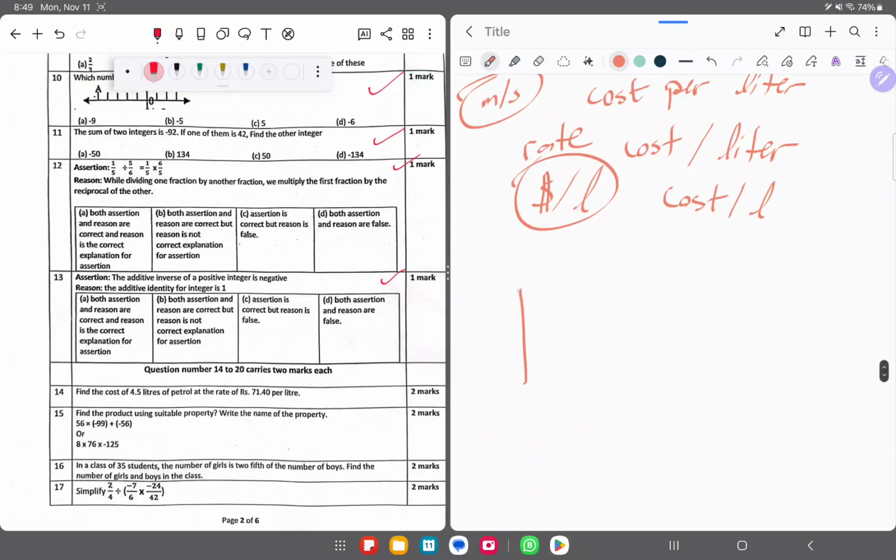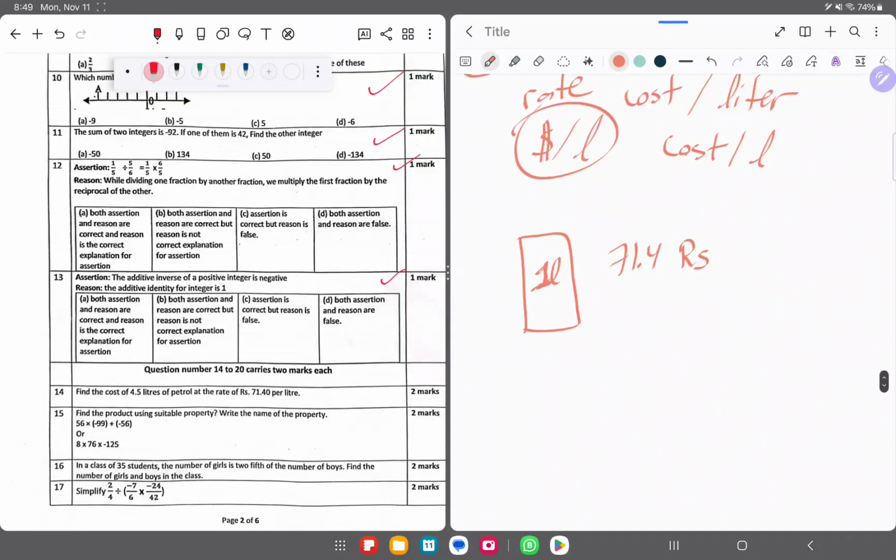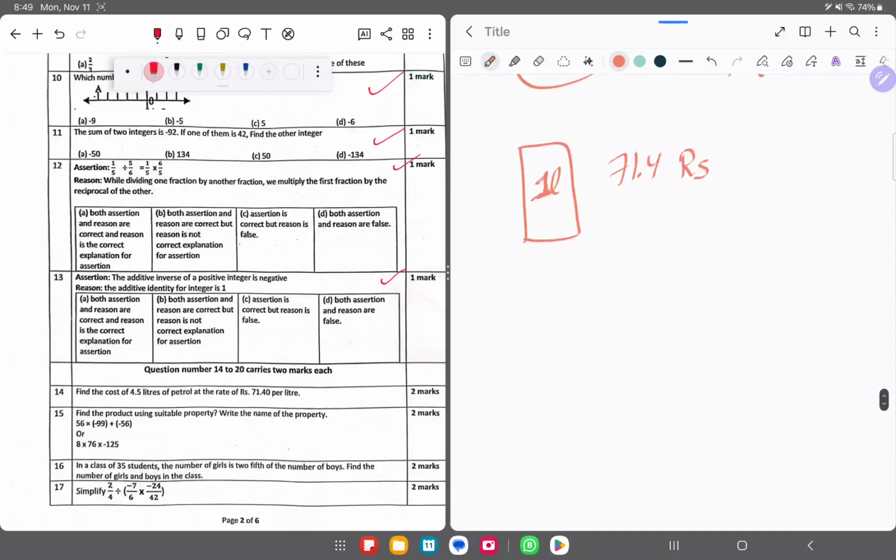So if I've got 1 liter costing 71.4 Indian rupees, now how much would 4.5 liters of this petrol cost? So can't I just copy paste this one? Copy. Paste.